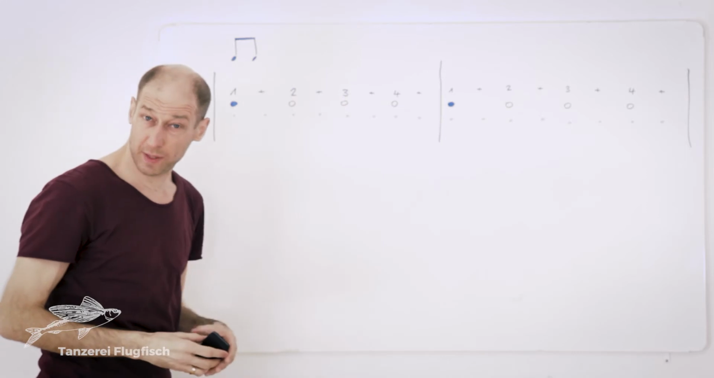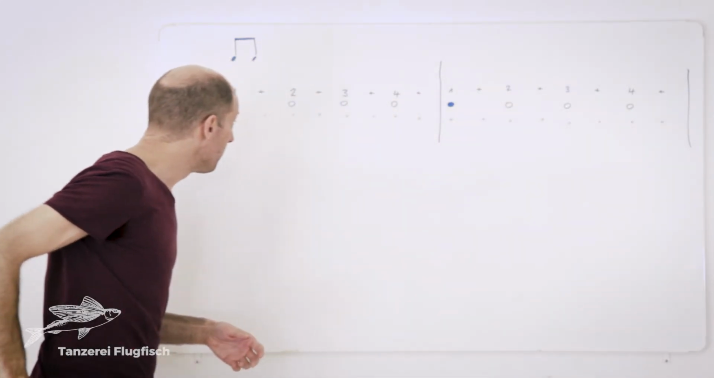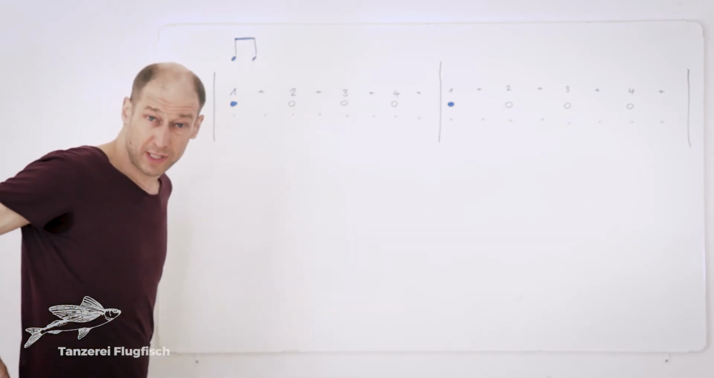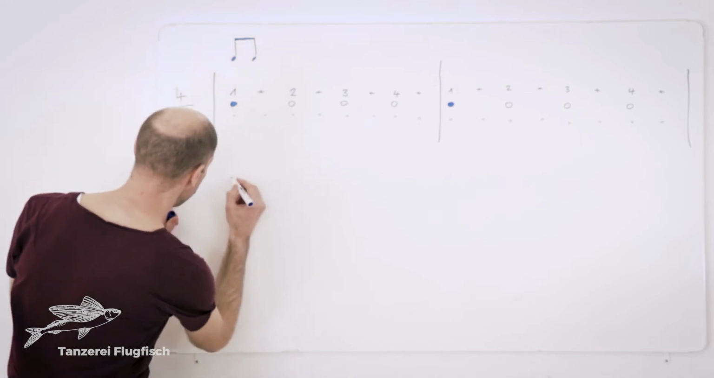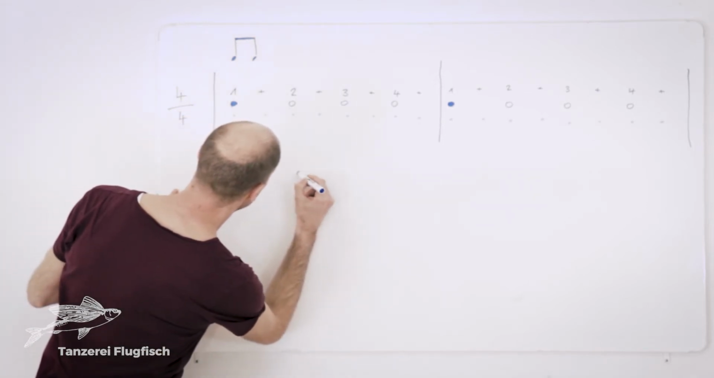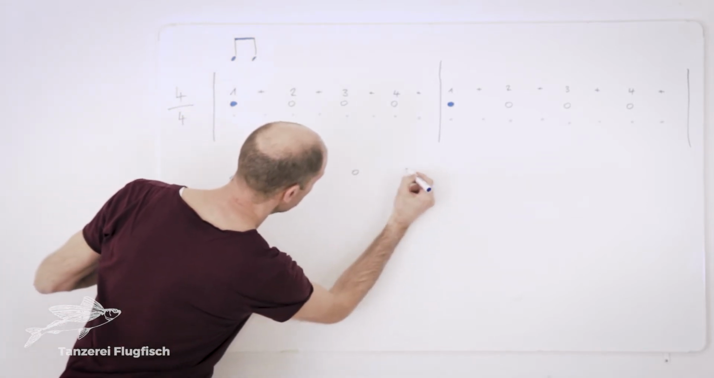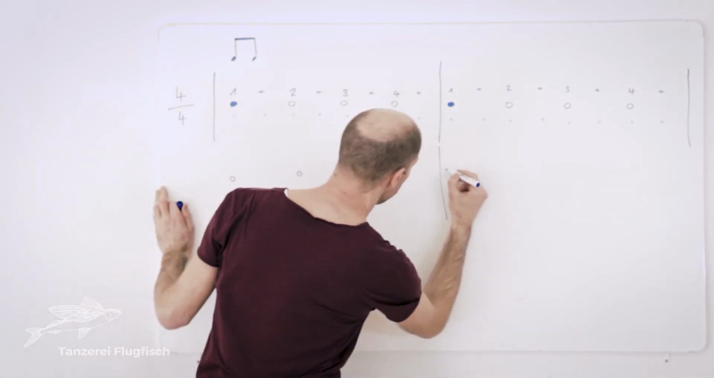We have now subdivided the beat into 2. Now let's look at what happens if we subdivide it into 3. We have the same pulse, the same beat. It stays in the same place.